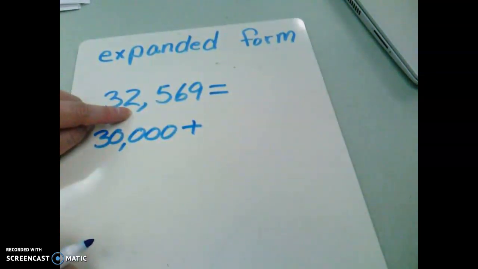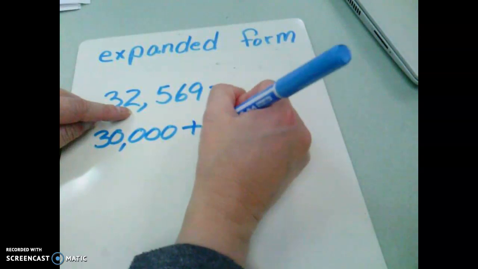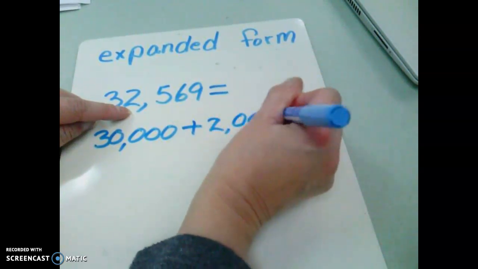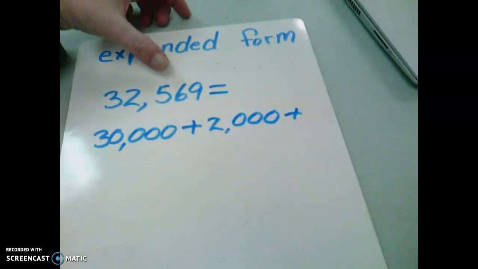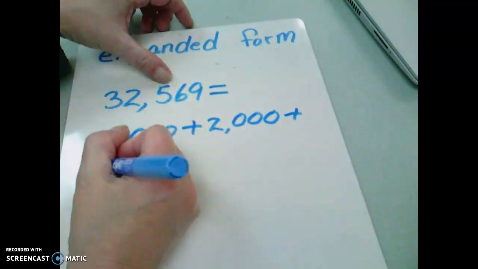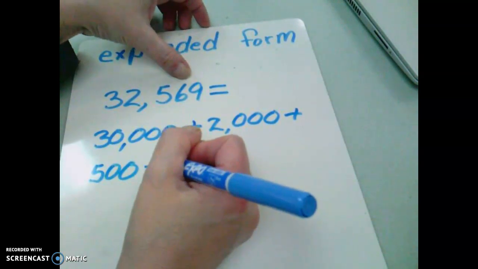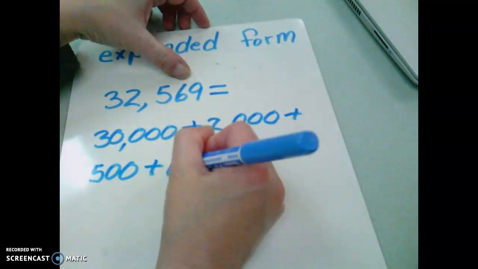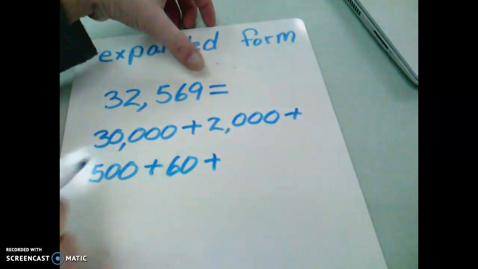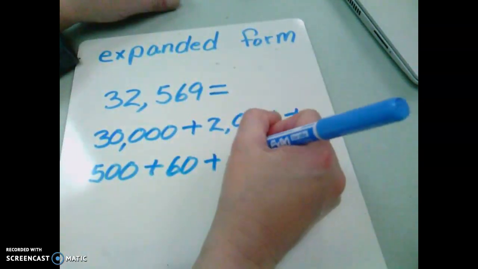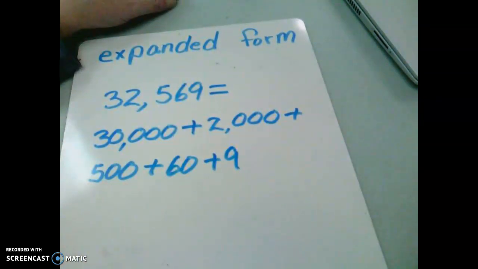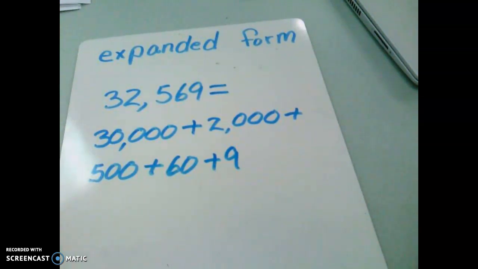plus, this is the thousands place, so I have 2,000. And I go to here, that's the hundreds place, so I have 500. This is my tens place, so I have 60. Plus, that's my ones place, so I have 9. Okay, let's do another one.